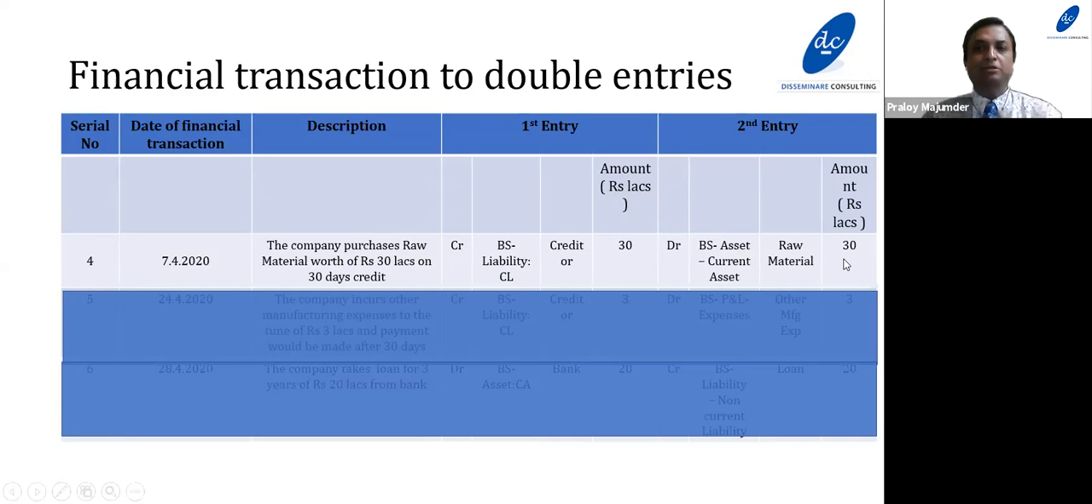From this raw material, it will generate future income. So that's why it is booked under assets. Current assets means within 1 year, it will be converted into sales. So what are the entries we have just covered?